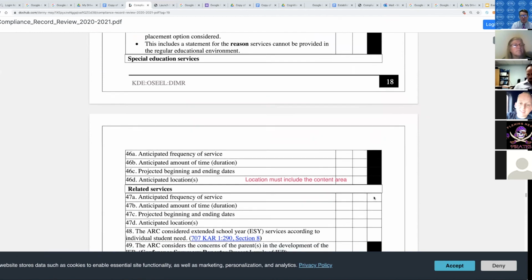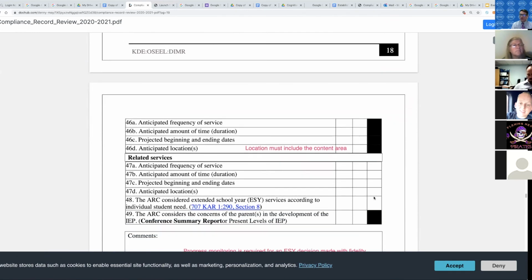And then on 46A, we're looking at the anticipated frequency. So if you're following along with your IEP, you're looking at your IEP services page, okay? And you've got anticipated frequency of service. All right, how frequently is that going to occur? How much time is going to be used? Is it going to be daily for 60 minutes? And then what are the projected beginning and ending dates? And those match up. And then the anticipated locations. And I've got location must include the content area, okay, in the annotation.